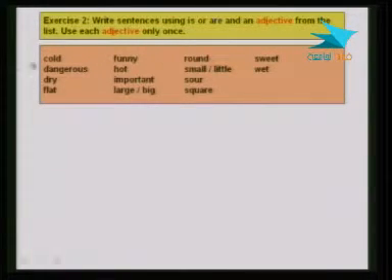All right. The first adjective here, cold. This one is dangerous. Dry. Flat. Funny. Hot. Important. Large or big. Round. Small. Little. Sour. Square. Sweet. Wet.